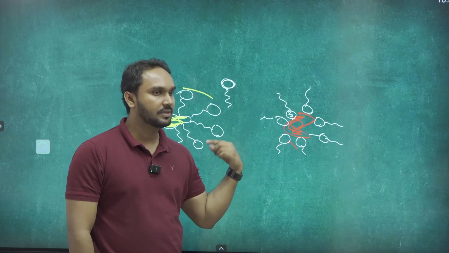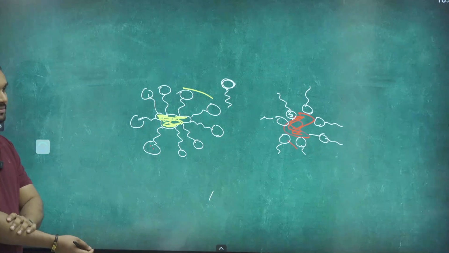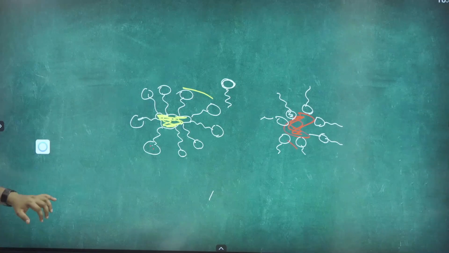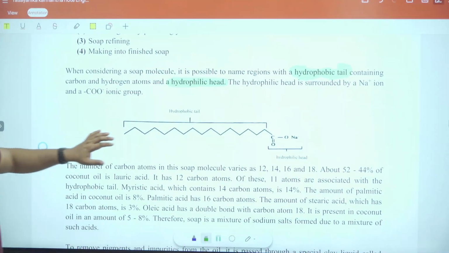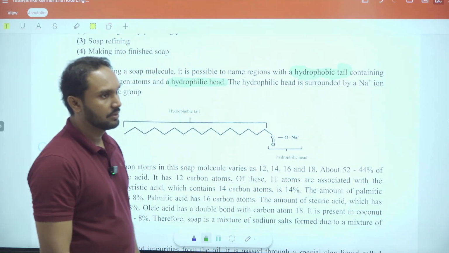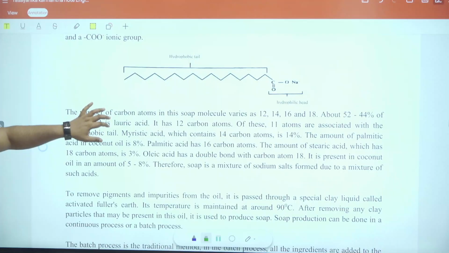So both the head and the tail can remove the dirt. Get it? That is what it does, right? That is how the soap works, right? So now the hydrophobic tail is there and the hydrophilic head is there, and the two of them, head and tail, are working to remove the stains or the dirt, right?